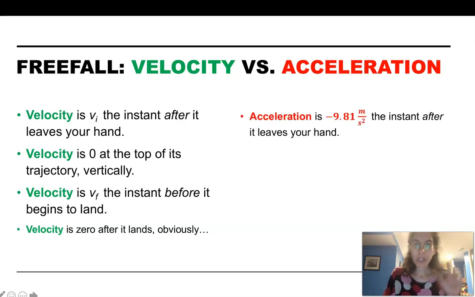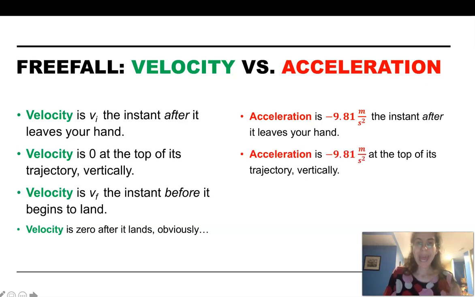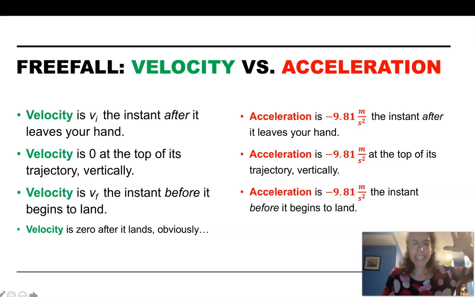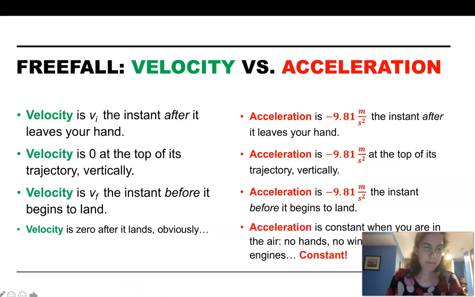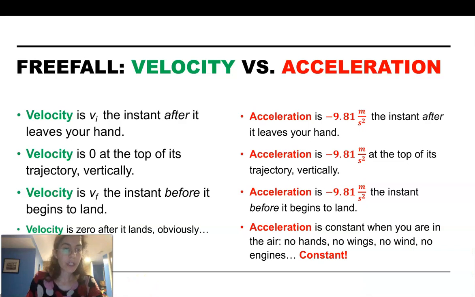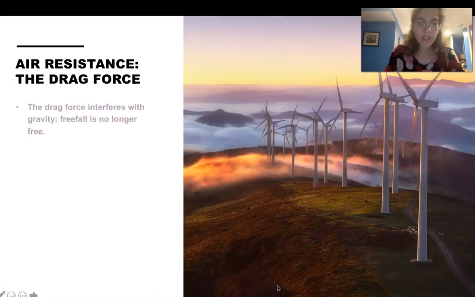The instant after you let go, gravity is in control, negative 9.81 meters per second squared. At the top of the path, gravity is still in control. That ball is going to go down, negative 9.81 meters per second squared, until it actually is in the process of hitting the ground. That 9.81 meters per second squared down is in control the entire time. Gravity is constant, so your acceleration is constant. Constant gravity, constant acceleration.